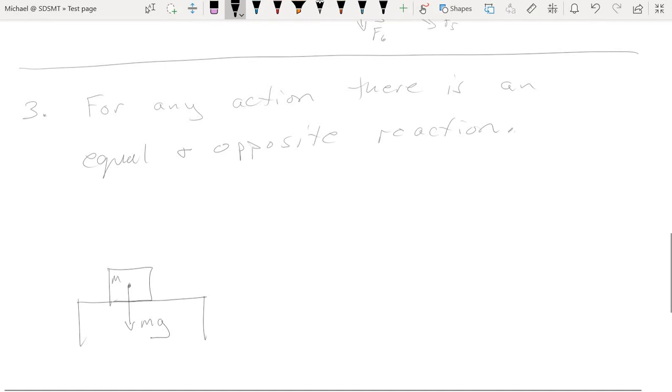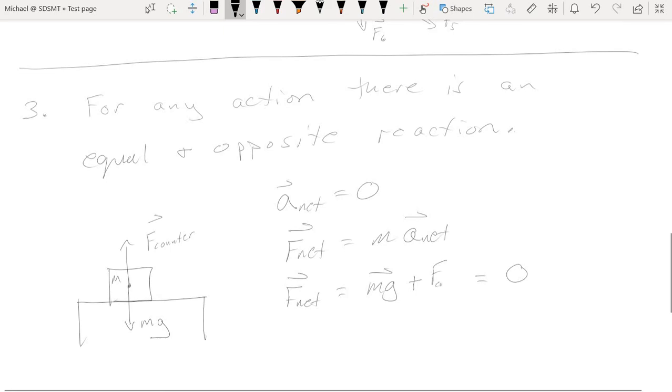Yet if our mass is not going to accelerate, the only way that can happen is if the net force acting on that mass is 0. And so this says that in addition to the weight, there has to be some other force in the system that is causing everything to add to 0. And we were calling that the counterforce. So force counter.